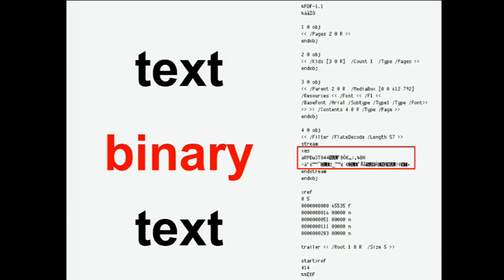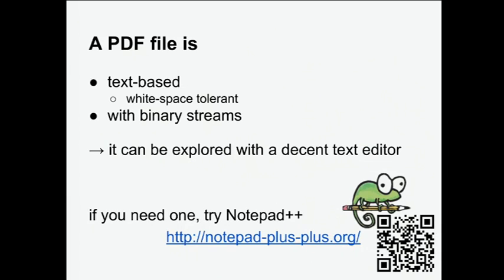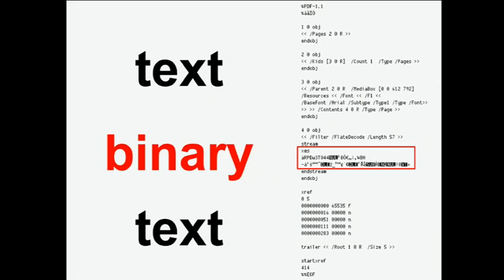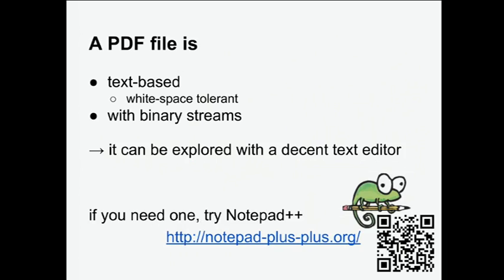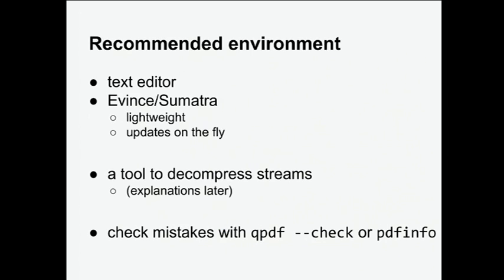So basically, if you use any editor that is able to keep the binary intact while editing the text, then you can actually work manually with editing the PDF directly, and that's what we will do. So the recommended environment, which I'll have here, is that I put the text editor on one side, and I put a lightweight PDF reader that can update on the fly so that you can immediately see your changes. And then we will use some tools to actually decompress streams. I'll explain that later. And also, if we tweak the PDF and it stops working, then we can check with those tools.